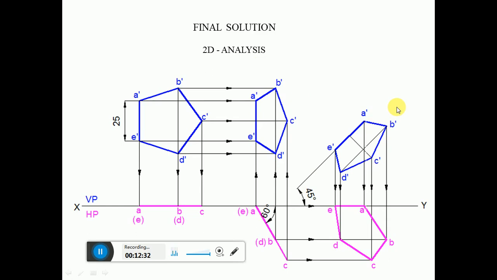So how to do that? Consider any point and draw a horizontal line. From that point measure an angle of 45 degrees in the counterclockwise direction and draw an inclined line. We know that the distance between E dash and A dash is 25, so using the compass, with this point as center, name that point as E dash, and cut an arc on this 45 degree line so that you get this point, small a dash. Then measure the length from this point to C dash using the compass.